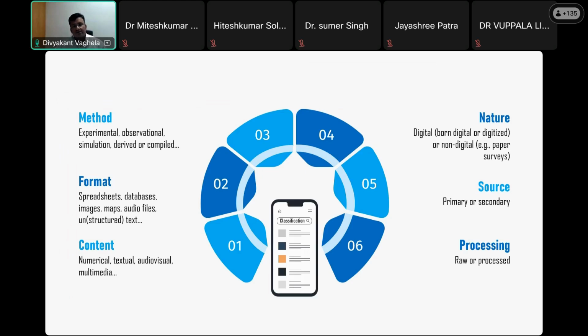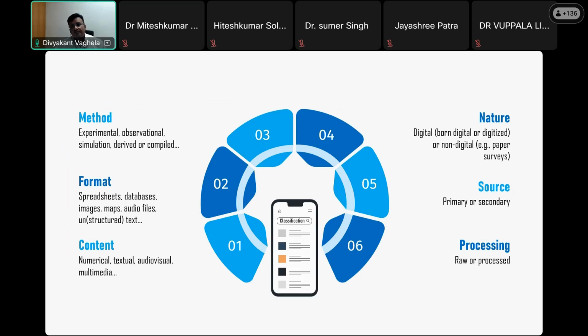Raw data means data which is collected or created and not processed. Like nothing is applied on that, they have just entered the data in Excel or some digital format.